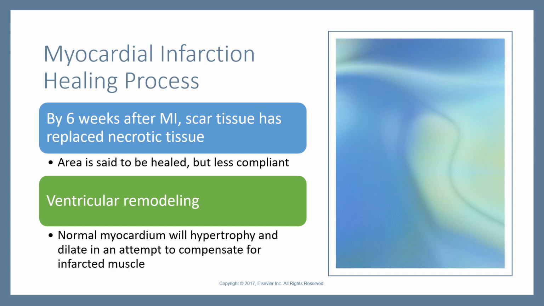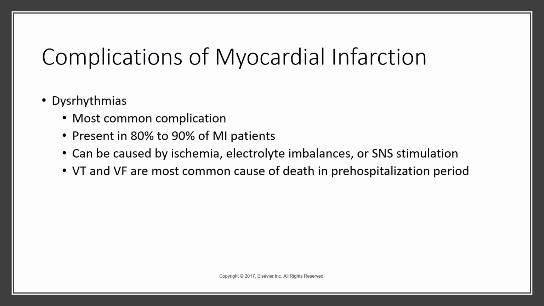This is where an ACE inhibitor could play a role with ventricular remodeling, because the normal heart muscle, myocardium, is going to enlarge, hypertrophy, and dilate in the attempt to compensate for that infarcted muscle, and it could lead chronically to heart failure. But remember, especially in the people who have atherosclerosis or other already CAD, coronary artery problems, ACE inhibitors can be given to limit that ventricular remodeling as well.